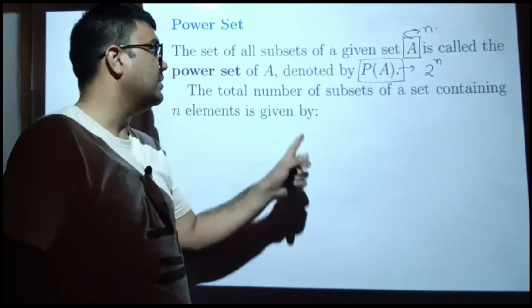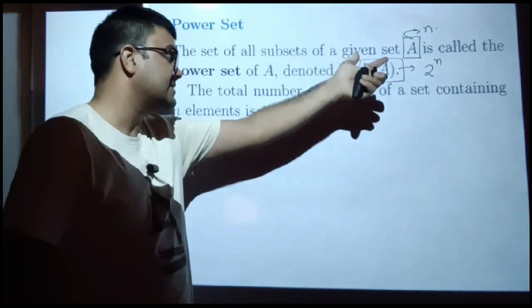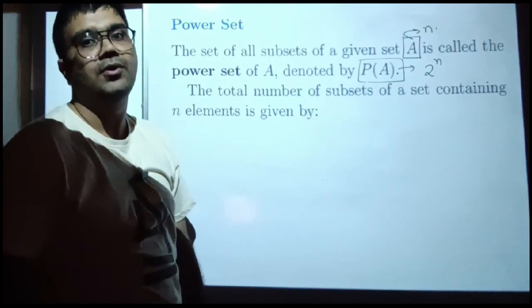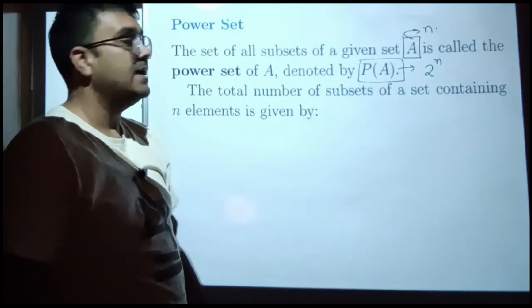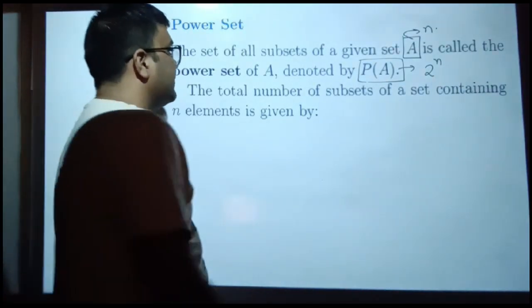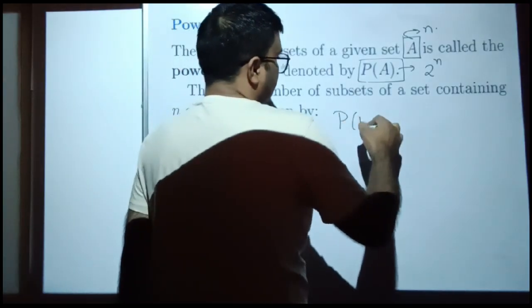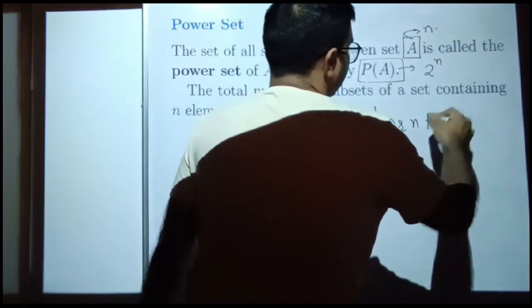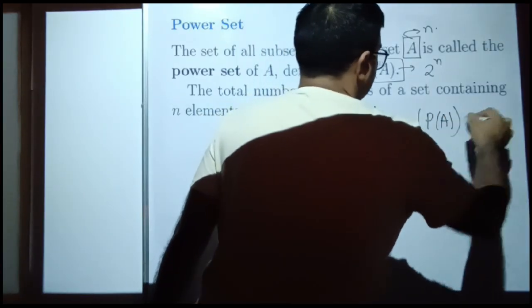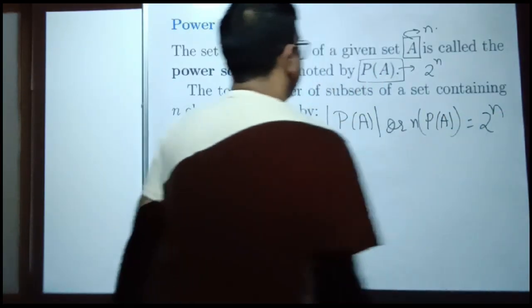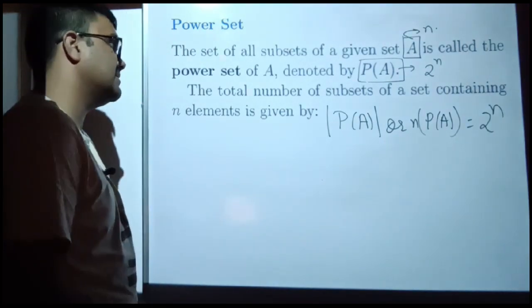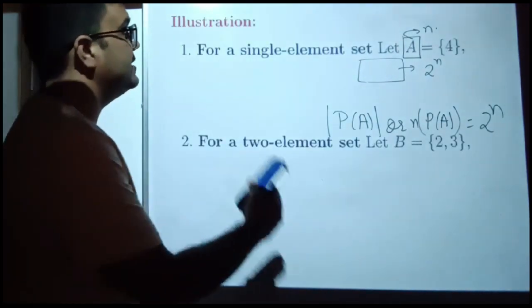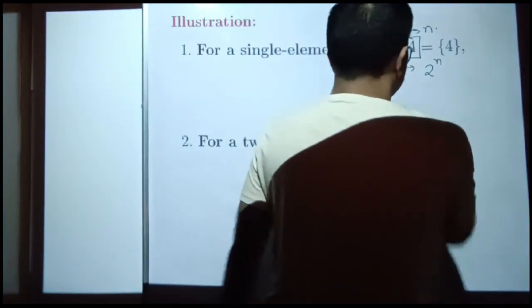So right now you can look at these two results: if A is a set, P of A, the power set of A, is the set of all subsets of A, and the number of elements in the power set of A, the cardinality of the power set of A, is 2 raised to the power n, where n is the number of elements in the set A itself. So let us explain this with some examples.